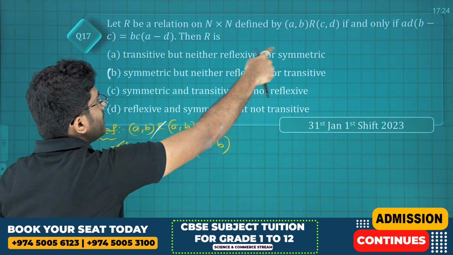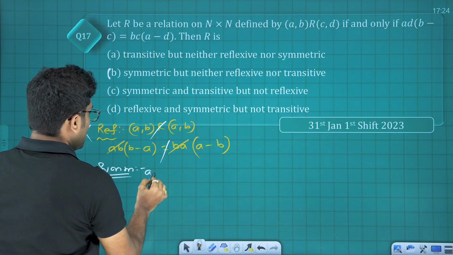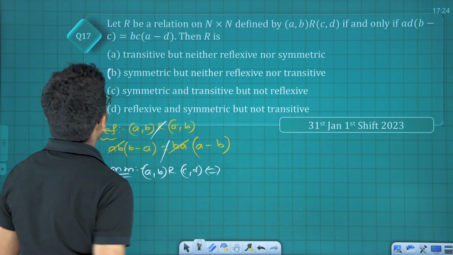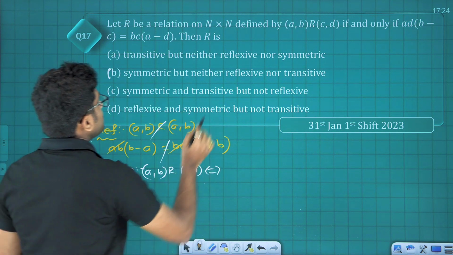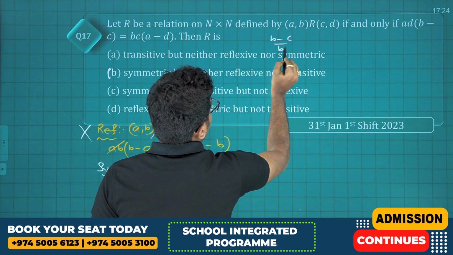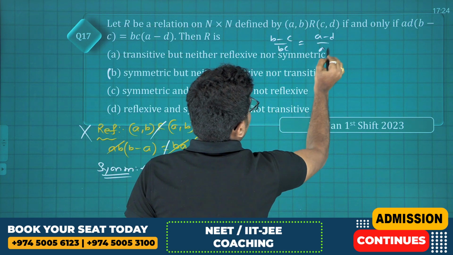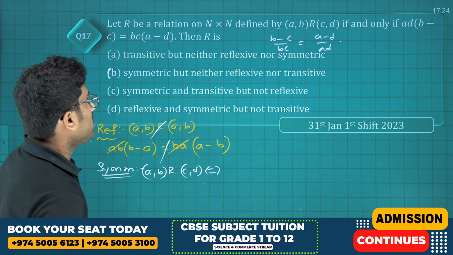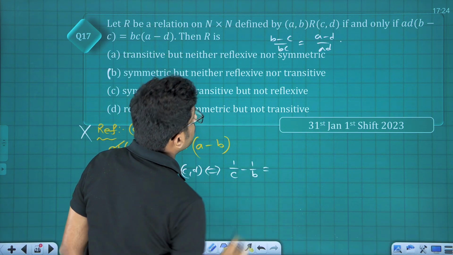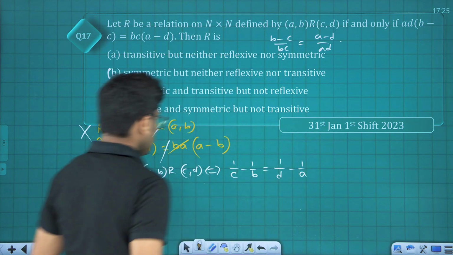We do one thing, we will divide B minus C by BC. AB related to CD implies, double implies, B minus C divided by BC should be equal to what? A minus D by AD. This is the relation. Now B minus C by BC is 1 by C minus 1 by B, which is equal to 1 by D minus 1 by A. Okay.